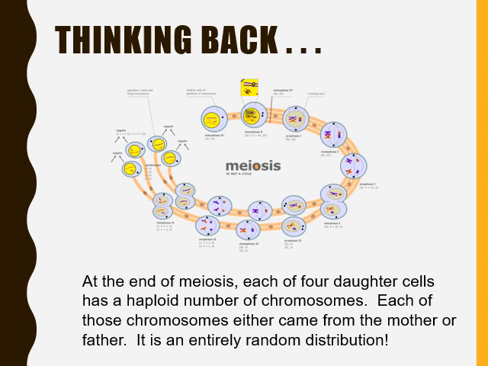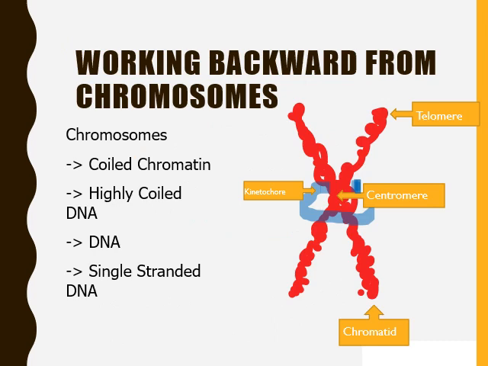Now, the big thing to remember, huge takeaway, this is an entirely random distribution. Whether you get your mom's chromosome or your dad's chromosome in any given gamete. Totally random. 50-50 shot per chromosome.